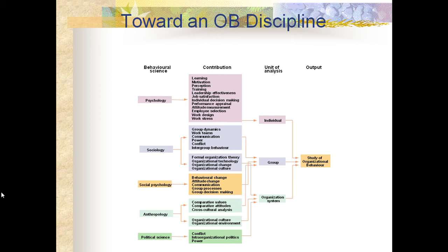The next discipline of behavioral science is sociology. Sociology has contributed concepts and theories in the field of group dynamics, work teams, communication, power, conflict, intergroup behavior, and other areas such as formal organization theory, organizational technology, organizational change, organizational culture, etc. And they contribute to group level analysis. The next discipline that contributes to OB is social psychology. Its contributions are in the fields of behavioral change, attitude change, communication, group process, group decision making, etc. Those contributions are also related to group level analysis.